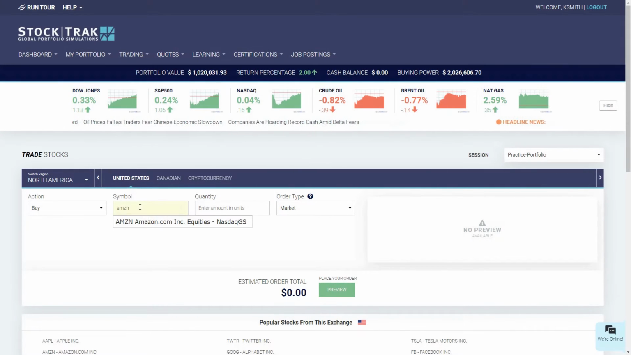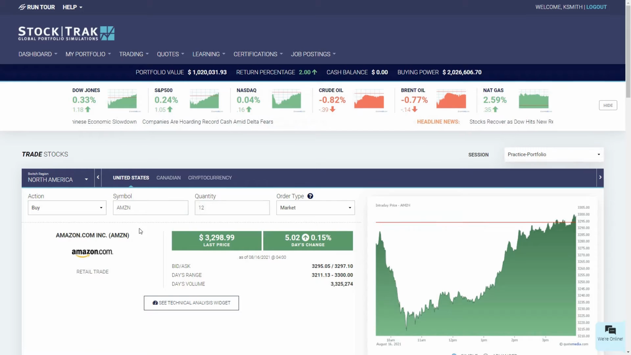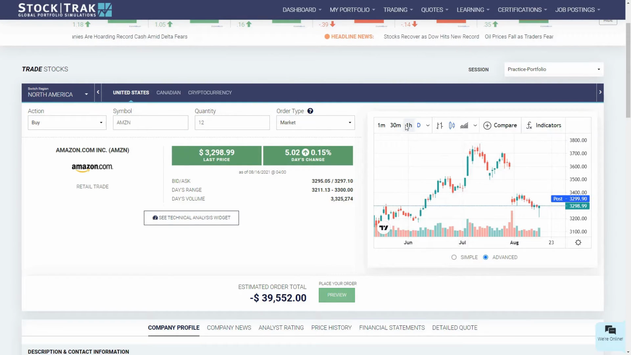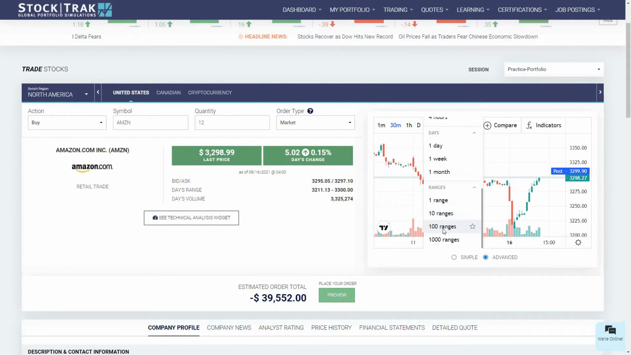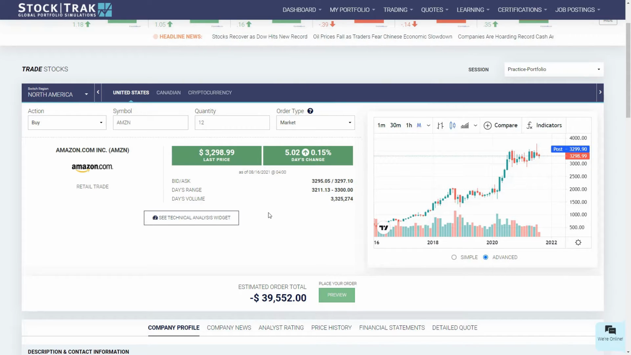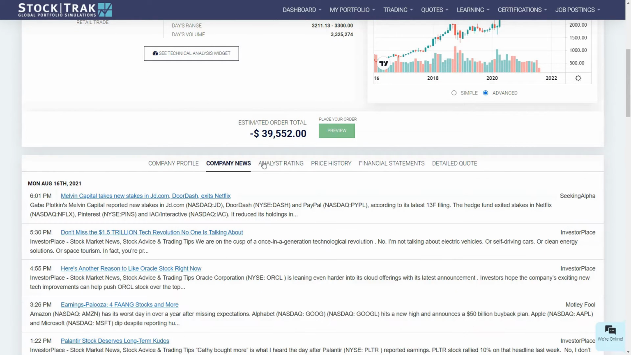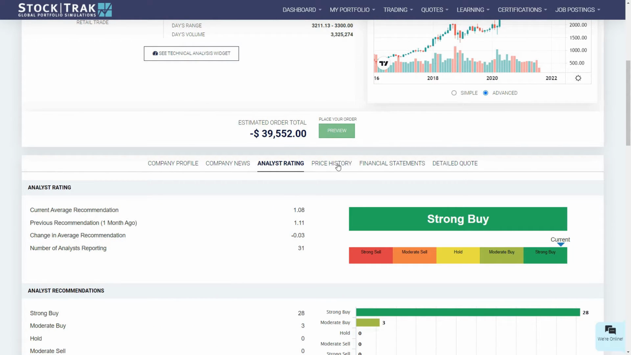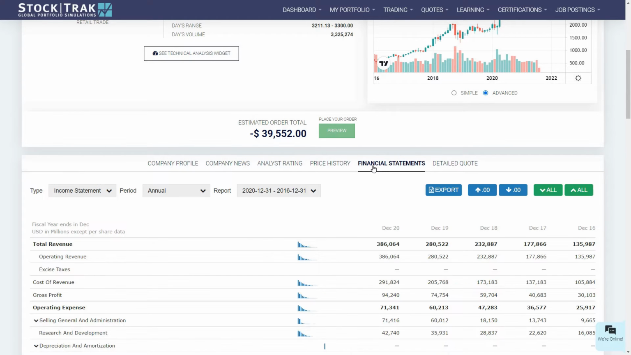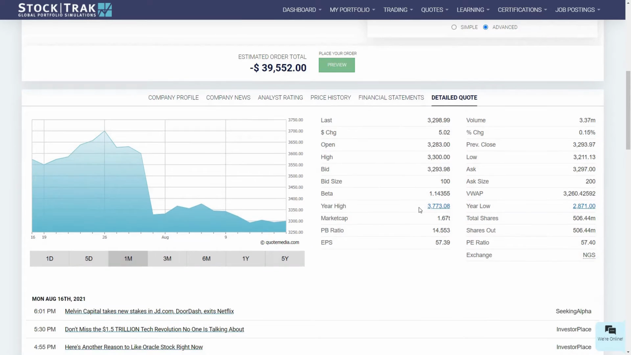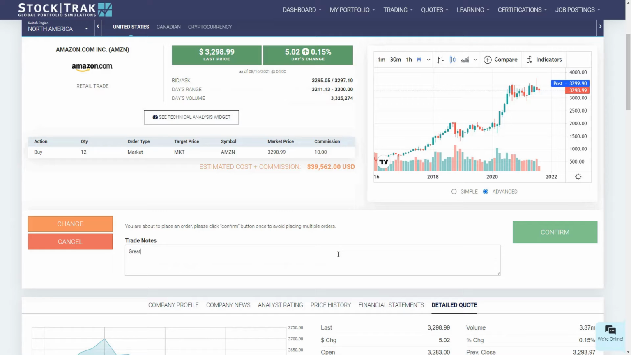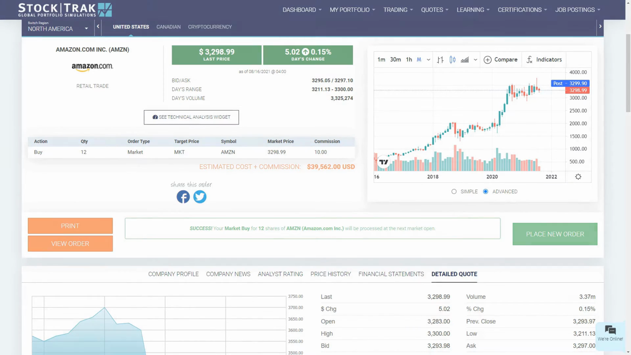Our stock game has integrated symbol lookups to help students get started, along with price previews and tons of research tools like interactive charts with dozens of different settings. We also have company profiles talking about the company, what they do, company news, analyst ratings, price histories, financial statements going back 20 years, detailed fundamental data, and the ability for students to leave a note with each trade so they can remember what their trading rationale was.